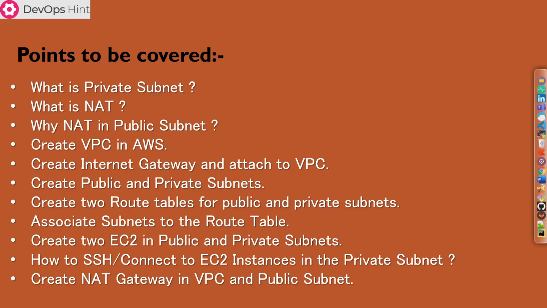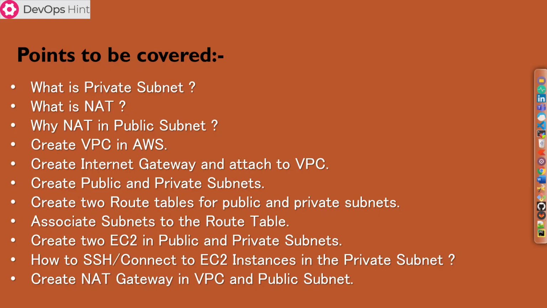So first we will discuss what is private subnet, then what is NAT, then why NAT gateway in public subnet, then we'll create the following resources in AWS using Terraform. So first we'll create a VPC, then we'll create an internet gateway and attach it to the VPC. Then we'll create a public and a private subnet. Then we'll create two route tables, one for public subnet and one for private subnet. Then association of that subnet to the route table.